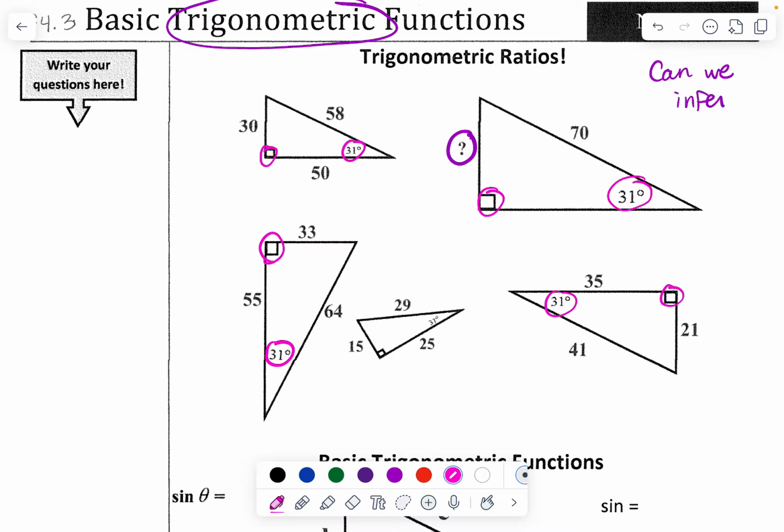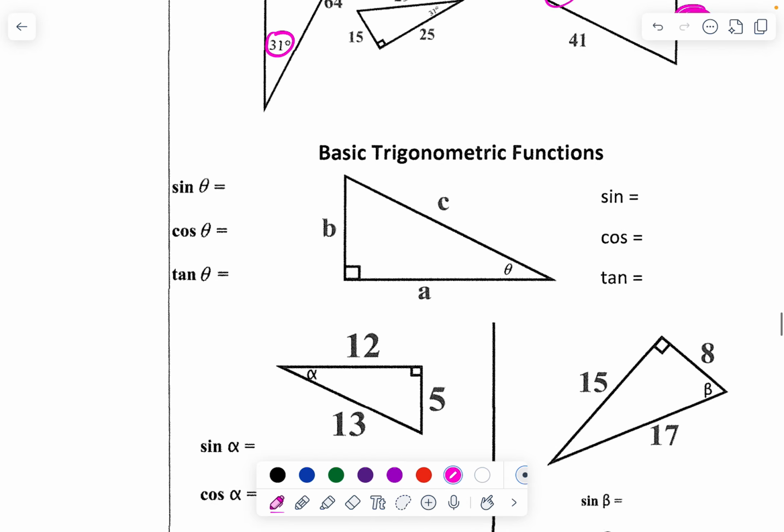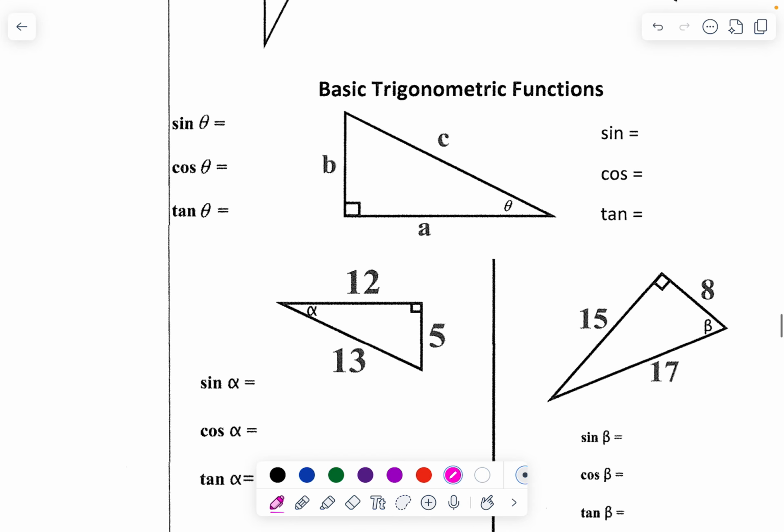I see a couple of things here. I know that 70 and 35 are exactly half, or 70 is double 35. So that means if I take 21 and I double it, I can get this side over here, which is 42, right? So the thing about that is I know that just like that, with basic trig functions, I can also see that every triangle that has those same angles will have the same ratio.